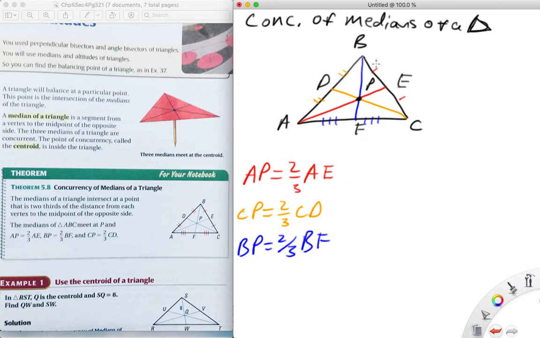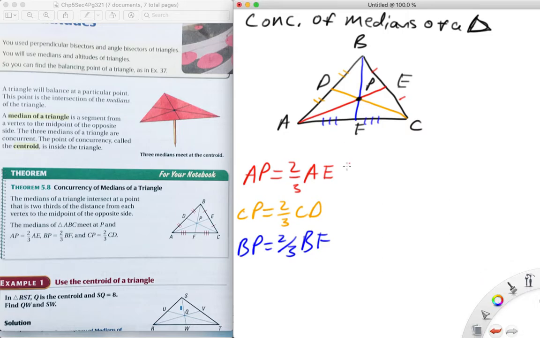So if you think of this in thirds, I can find out this last one. Since it's 2/3, I have to add it plus some fraction to equal 1 whole, right? And 1 whole can be considered 3/3, since we're talking about thirds. So what is 2/3 plus that blank? 1/3. So this last distance from the point of concurrency to the midpoint of the opposite side would be 1/3 the distance. So you can get other equations from that.